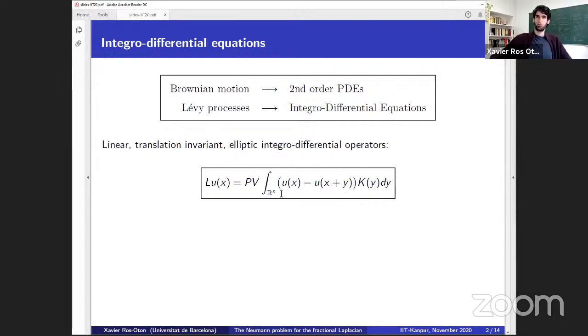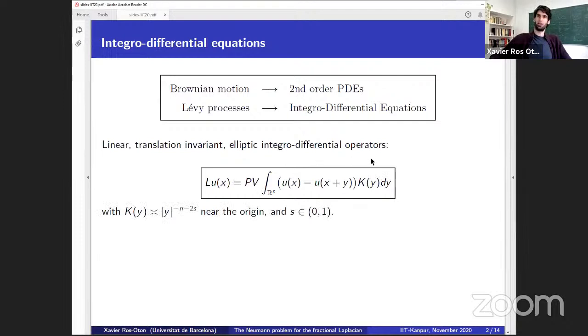Okay, and then this, of course, is a non-local operator because you need to know the function in all of Rn. So it's different from local PDEs, where in order to evaluate the Laplacian at one point, you only need to know the function in a neighborhood. For these kinds of operators, you need to know the function in all of Rn. And if the kernel has compact support, then instead of all of Rn, sometimes a fixed domain.